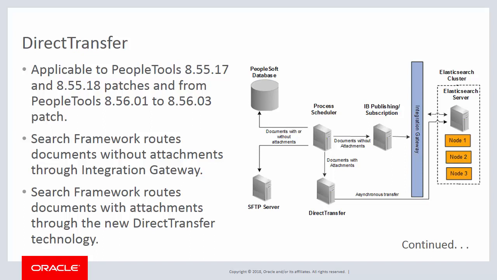Search Framework uses the technology called Direct Transfer to transfer the attachment data directly to the Elasticsearch search engine. The Direct Transfer technology bypasses the integration gateway. As shown on the diagram, documents with attachments are routed to Elasticsearch using the new technology, Direct Transfer. Documents without attachments are routed through the integration gateway.